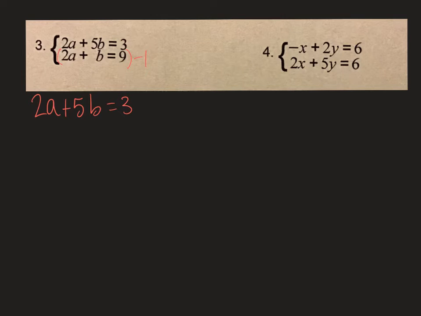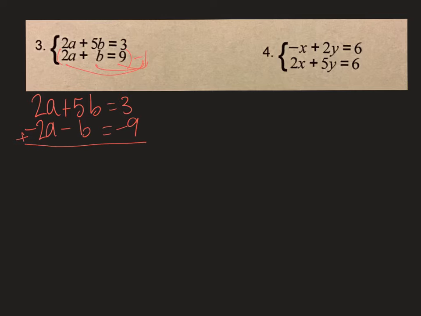2a plus 5b equals 3. I'm multiplying each part of that second equation by -1. So -2a minus b equals -9. Now, it's important that you multiply every piece. If you don't multiply every piece, you're not going to get the right answer. So I'm just adding those two together.